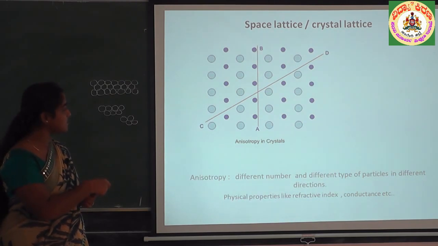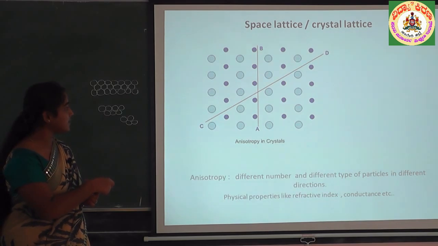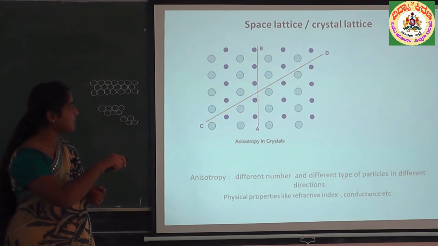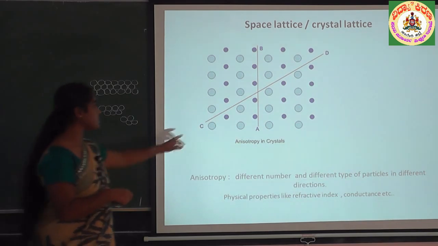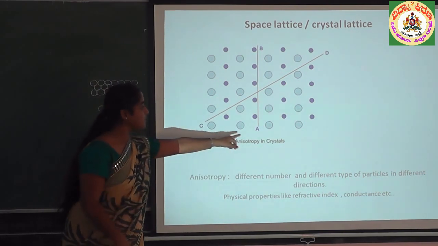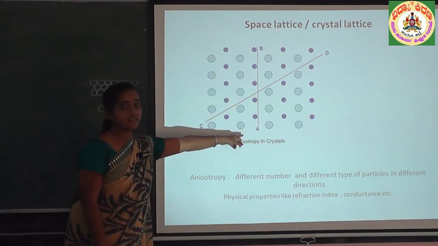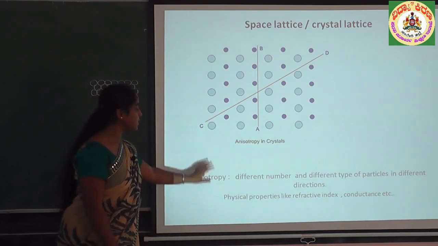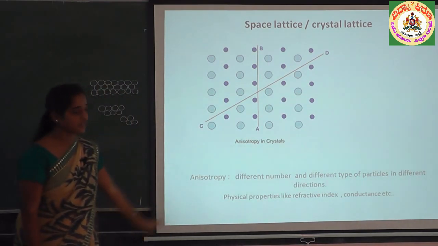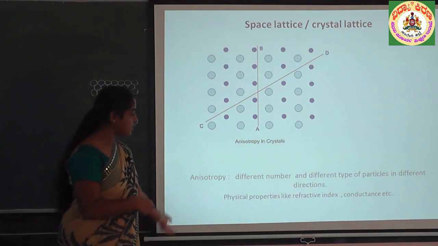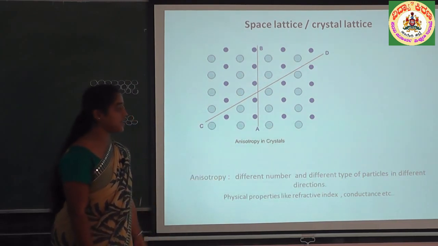What is the arrangement? First is an anion, then cation, then anion, cation, anion, cation. Like that it is arranged from C to D. But from A to B, only the cation arrangement is there. So we call this anisotropic. Anisotropic means what? Different numbers and different types of particles.